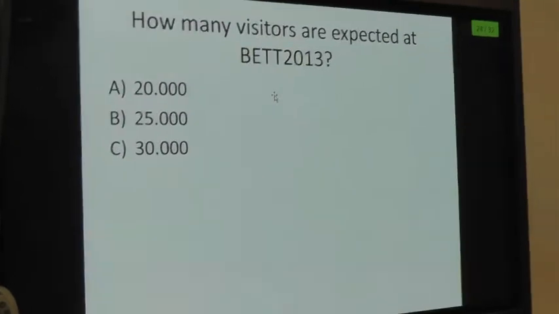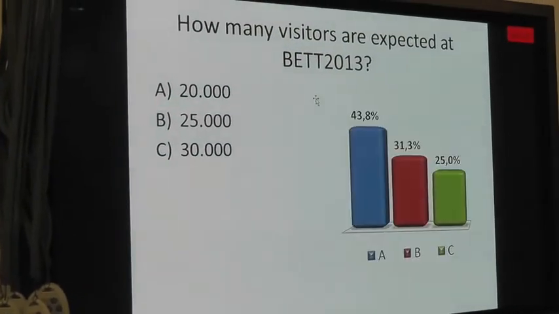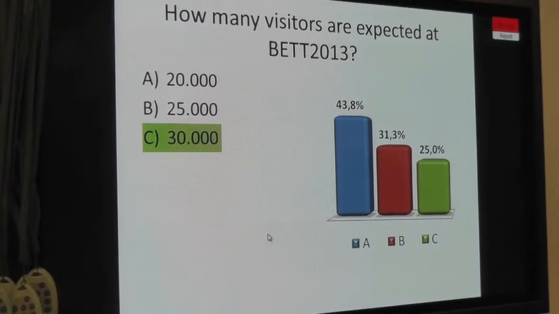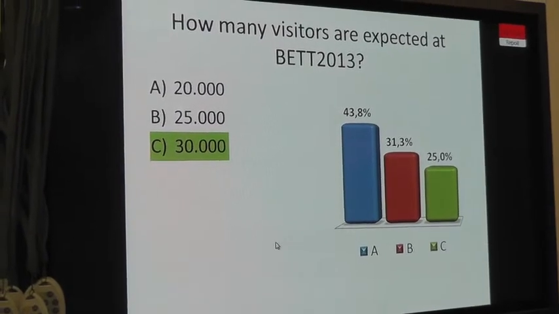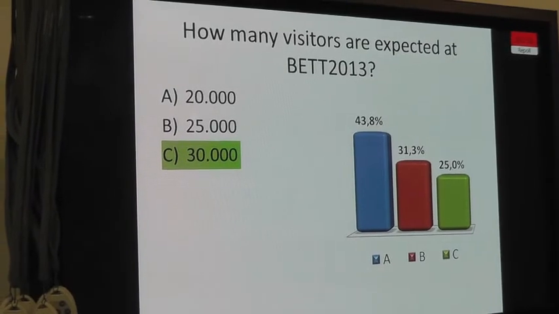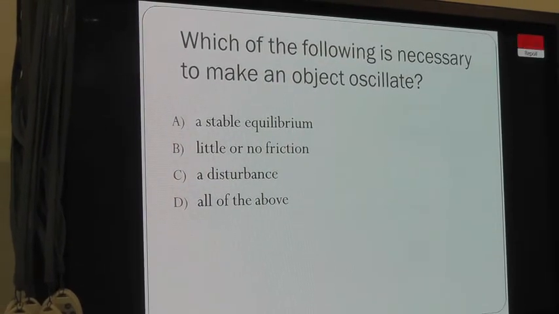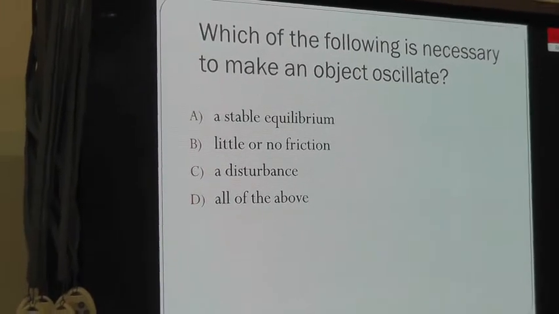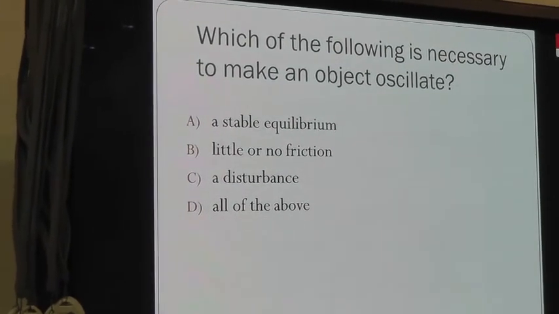If we take another question here, how many visitors are expected at BETT 2013? Well, the correct answer to this is actually about 30,000. Let me show you how you can use this in doing a form of teaching called peer instruction.